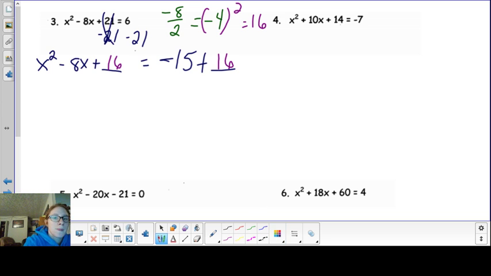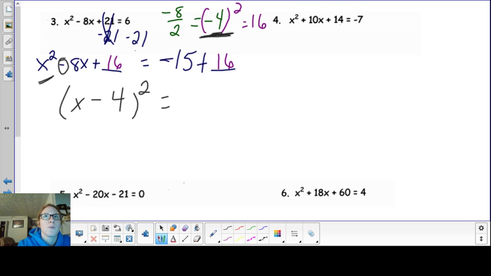Next, I'm going to factor. And remember what we said about this guy being part of my answer? Now, the square root of x squared is x. The square root of my 16 is 4, but if you notice I have a minus here, so that minus sign is going to come with. It's going to be x plus or minus whatever I see there. If it's positive, then it's plus. If it's negative, then it's minus. Negative 15 plus 16 gives me 1.